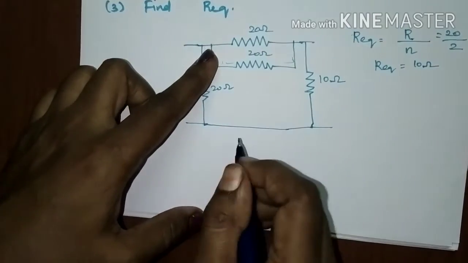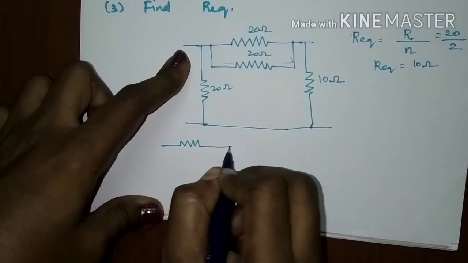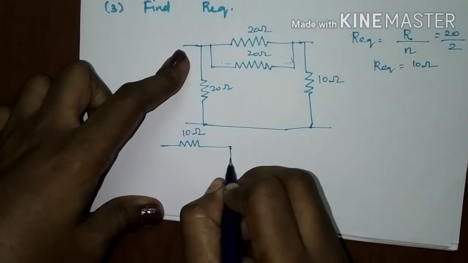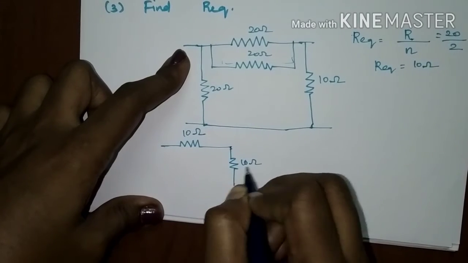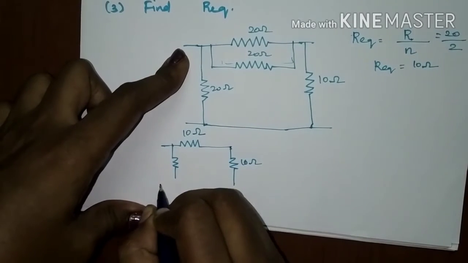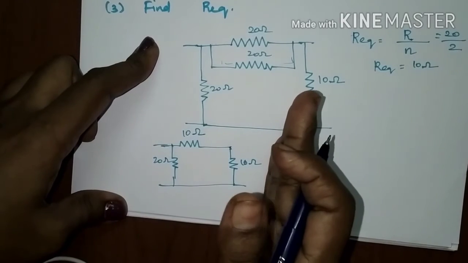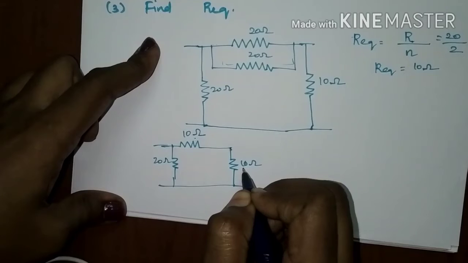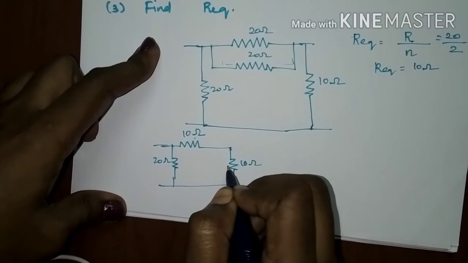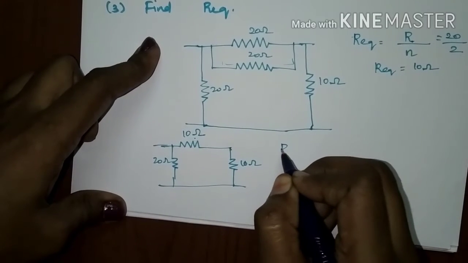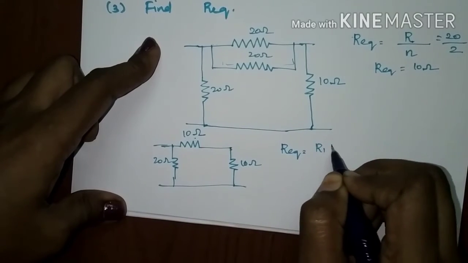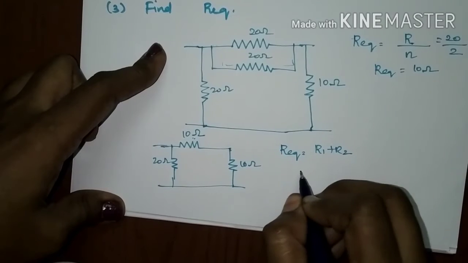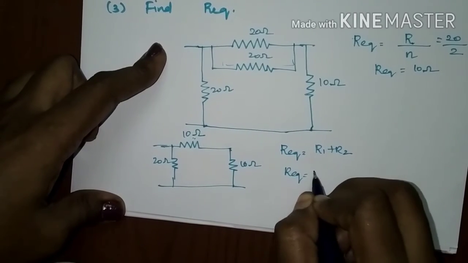So, we can reduce the circuit further. After reducing this parallel circuit, we will get an R equivalent of 10 ohm, and again 10 ohms is connected in series and this 20 ohms is connected. So, we have to reduce the circuit from right to left. See, here 10 ohms and 10 ohms are connected in series. We will get the value as 10 plus 10. For series resistance, R equivalent is equal to the summing of R1 plus R2, the summing of the resistances. So, 10 plus 10 will get us 20 ohms. So, R equivalent of the series resistance is 20 ohms.